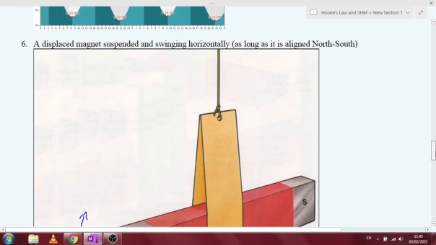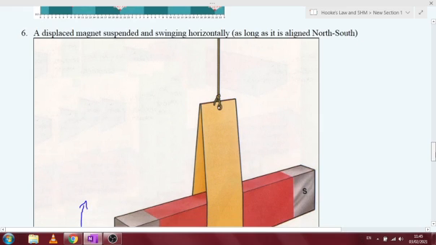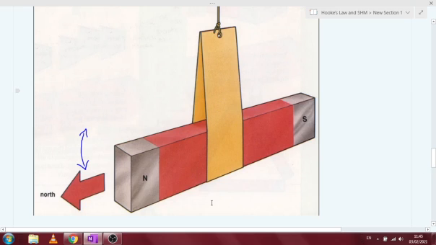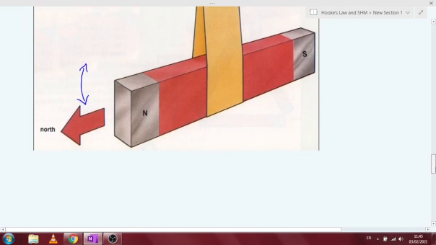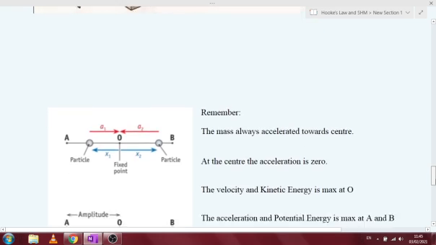And then a displaced magnet suspended and swinging horizontally, as long as it's aligned north to south. So in the picture here, we have the magnet lined up north to south. If you bring the magnet over this way a little bit, it's going to be attracted back towards the north. It's going to miss the mark though, it has too much velocity, and it's going to come back over here. Then it'll go back over again. It'll keep accelerating towards the center, hitting the point, and then the momentum carries it through, and then it'll go back and forth. If there is some dampening, that will again settle back to the original position, but the swinging over and back, that's our simple harmonic motion. So there are some of the common examples. Remember a few of those for SHM.